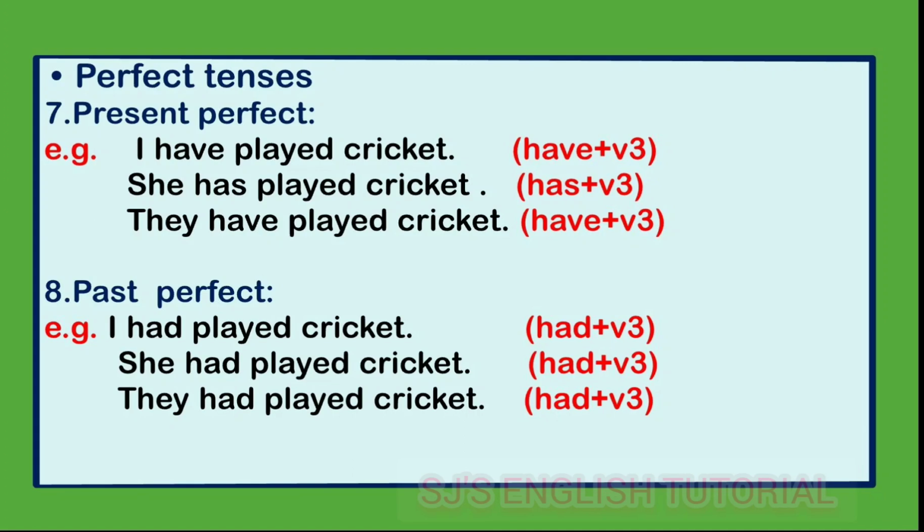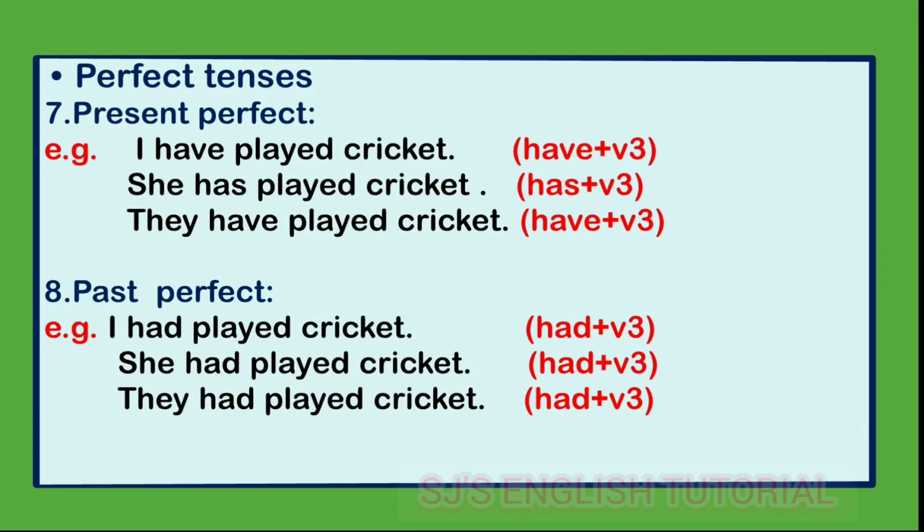The pattern of the verb is have plus V3 or has plus V3. With I, you, we, they, we use have plus V3, and with the remaining third person singular, we use has plus V3. Past perfect tense. I had played cricket, she had played cricket, they had played cricket. We use only had plus V3 with all the subjects in this tense.